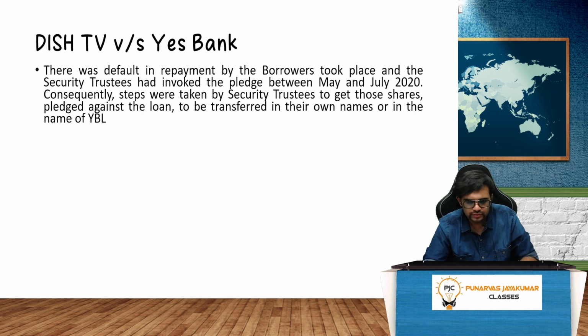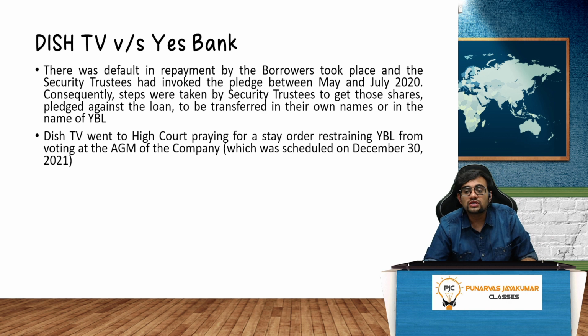So it went to the court and it eventually went to the High Court. In the High Court, they brought about a stay order. So Dish TV went to the High Court to ask for a stay order against whom? Restricting Yes Bank Limited from voting at the AGM. When was it supposed to be held? December 30th, 2021.